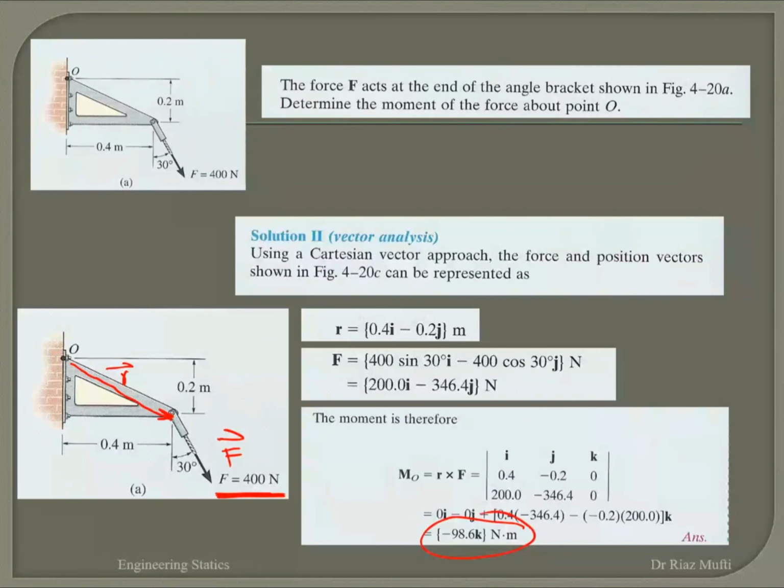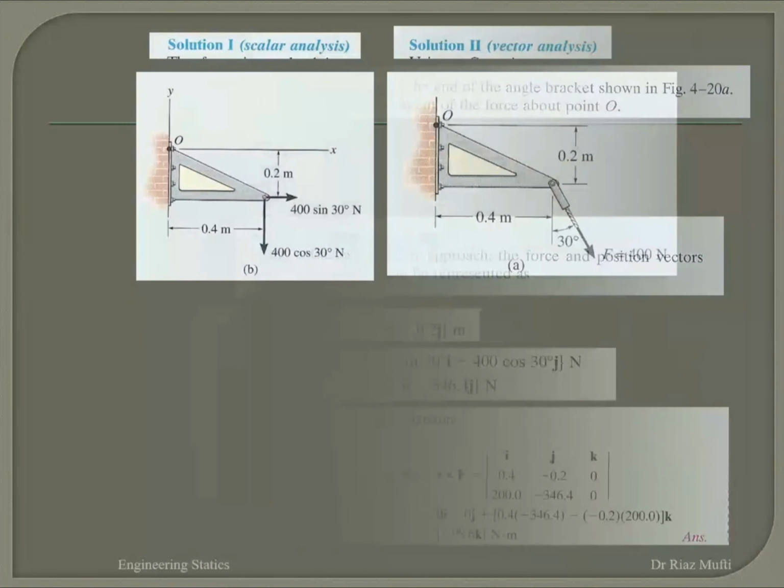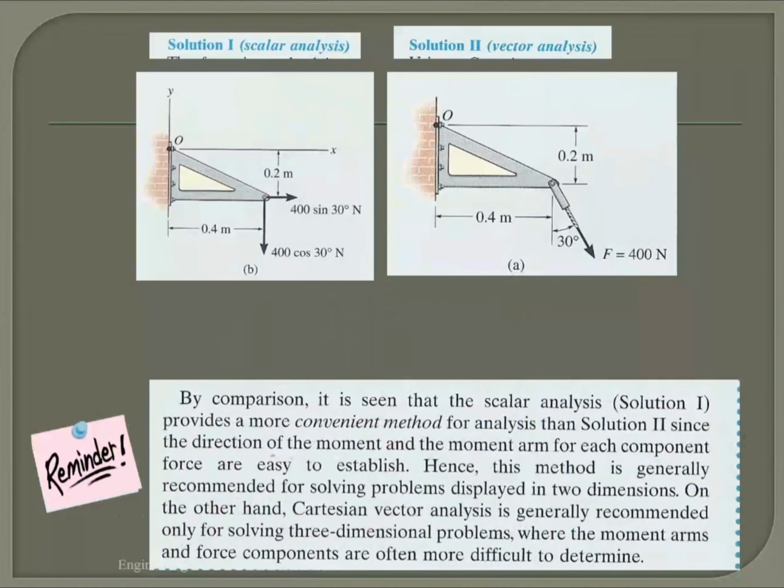In simple words, the scalar approach we prefer for 2D, and the vector approach is preferred for 3D. You can use the vector approach in 2D also. It just depends what kind of information is available. So I've got the two being compared here.